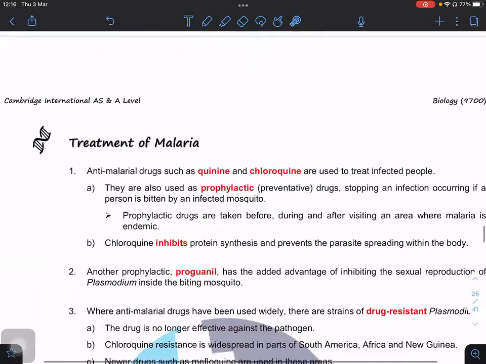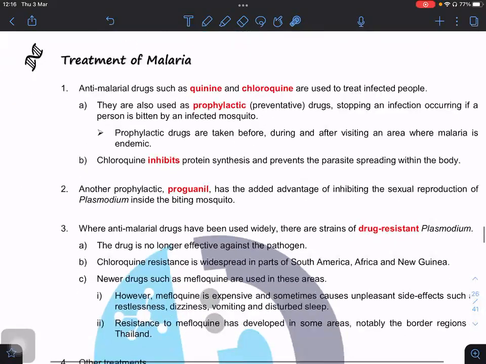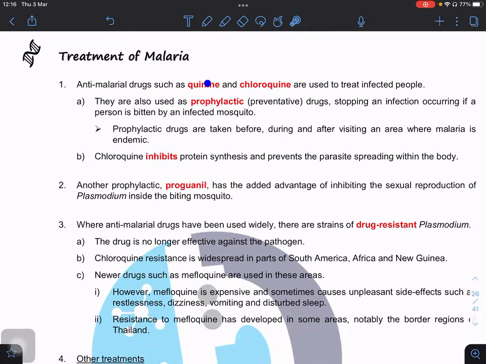So what is the treatment for malaria? For treatment of malaria, we use anti-malarial drugs, for example quinine and chloroquine. They are also used as a prophylactic. Prophylactic basically means that you take it before you get a disease. For example, you need to go to a particular country with high malaria cases, and because we don't have a vaccination for malaria, we take the drug as a prophylactic. So we stop the infection from occurring if a person is bitten by an infected mosquito.